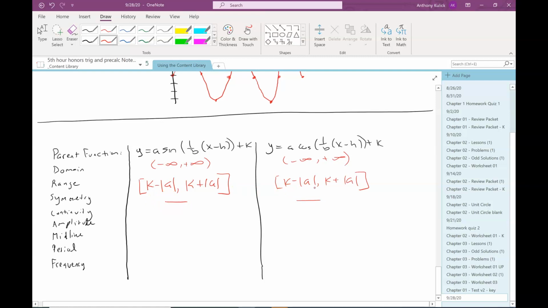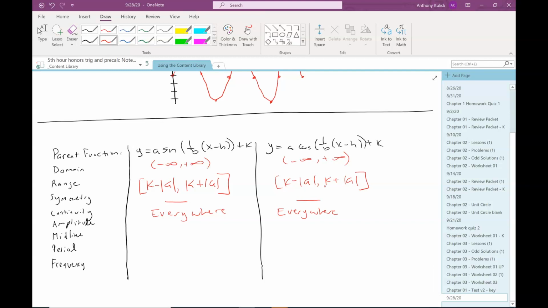If we do these transformations more often than not, we lose our symmetry. So I'm just going to put a dash through there because it's not necessarily conserved. Continuity, though, is not going to change, right? If the domain is still all real numbers, the graph has to be continuous everywhere still.